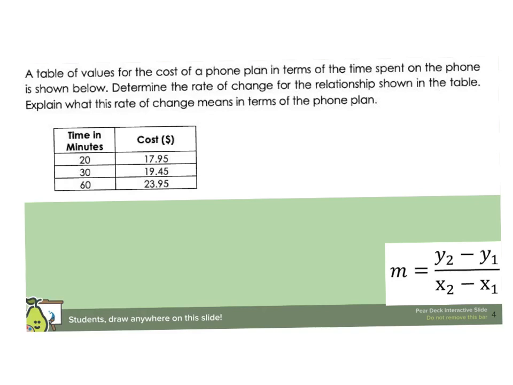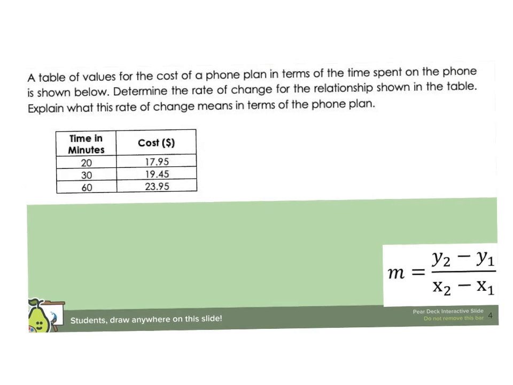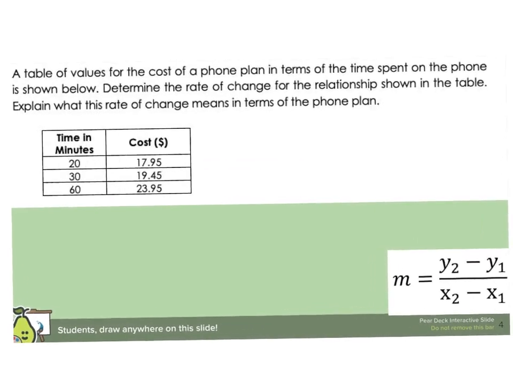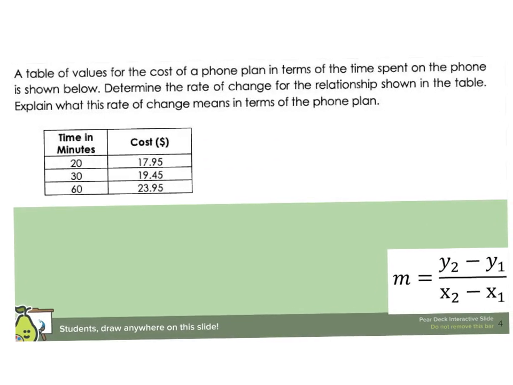Okay, so we're kicking off our last lesson on slope with another one of these word problems. So let's go ahead and annotate what's important. We have a table. It's got the cost of the phone in terms of time spent. Okay, so that's our X and our Y. They want us to determine the rate of change. So that's the first thing. And then we need to explain what it means. So that means there should be a sentence.